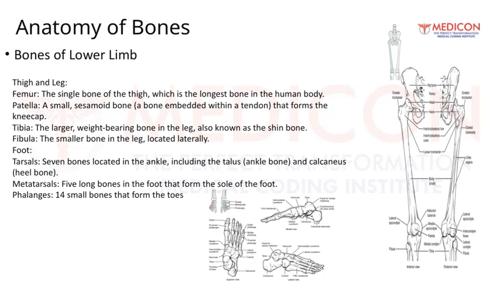Now let's take a closer look at the anatomy of the bones in the lower limb. Starting with the thigh and leg, we have the femur, which is the single bone of the thigh. It's actually the longest bone in the entire human body, providing a strong structure for supporting our weight during activities like walking and running. Next, we have the patella or kneecap, which is a small sesamoid bone, meaning it's embedded within a tendon. That protects the knee joint and helps with movement.